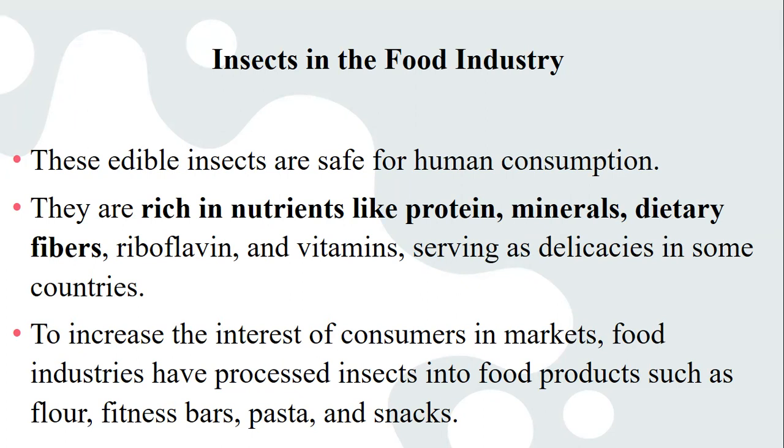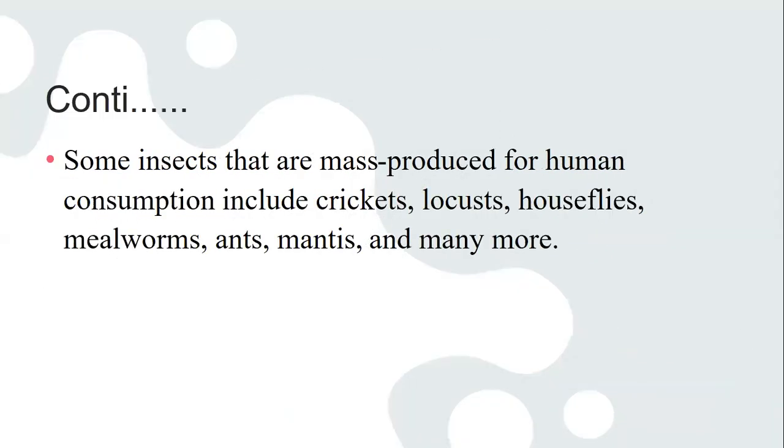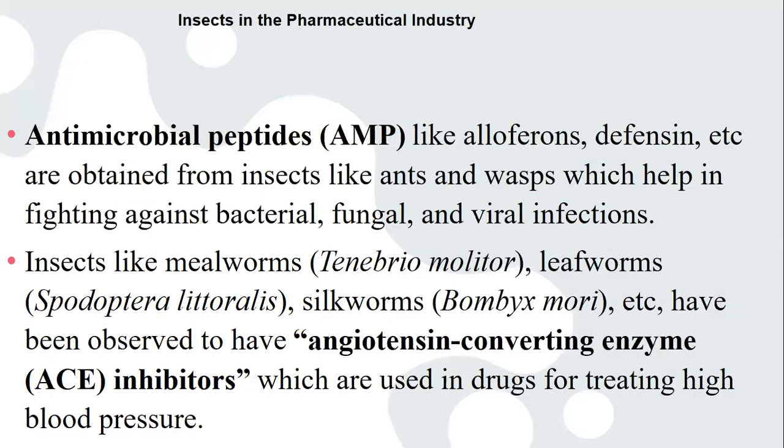Now the food industry, like the people who make biscuits and some good eateries, should embrace feeding on this kind of insects. They also help increase the interest of consumers in the markets, that is, in the food processing industries. Food products such as flour, fitness bars, pasta, and snacks, we should embrace this under the food industry. Some insects are also produced in mass: the crickets and the locusts, the houseflies, the mealworms, ants, mantis, and many more. So food industries are very beneficial.